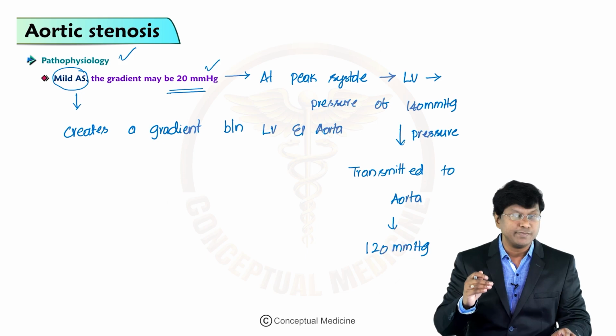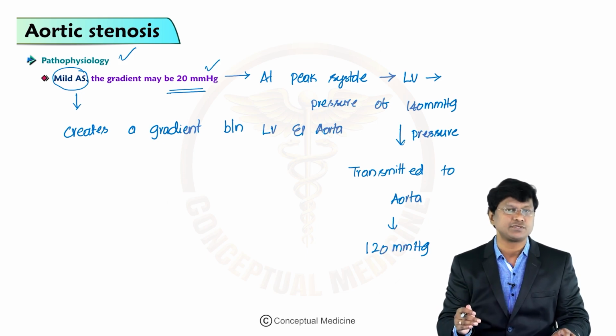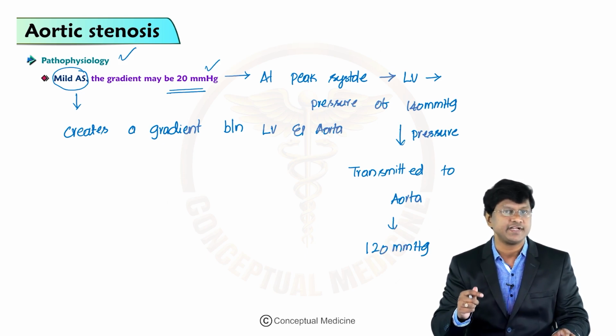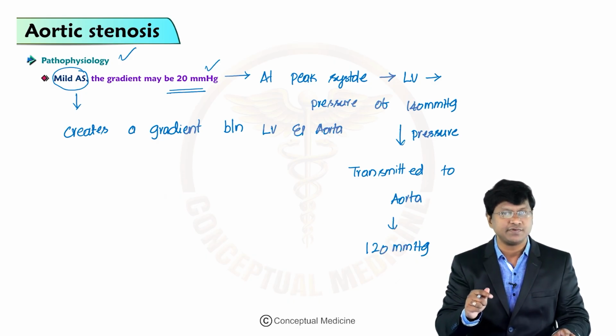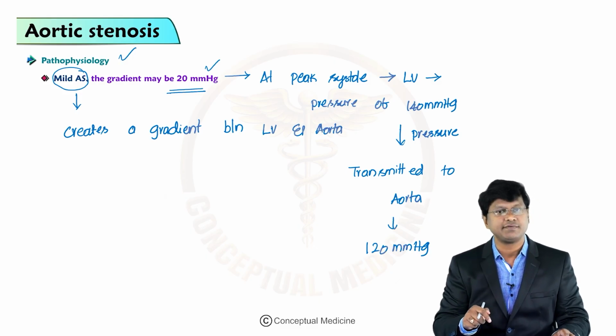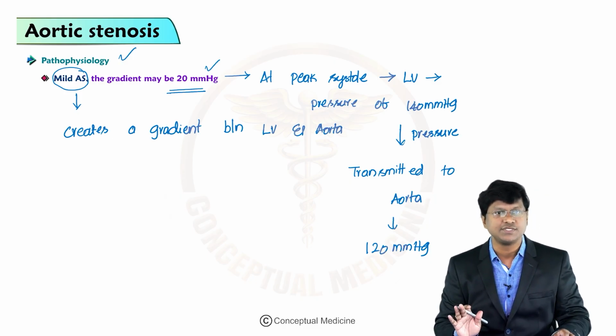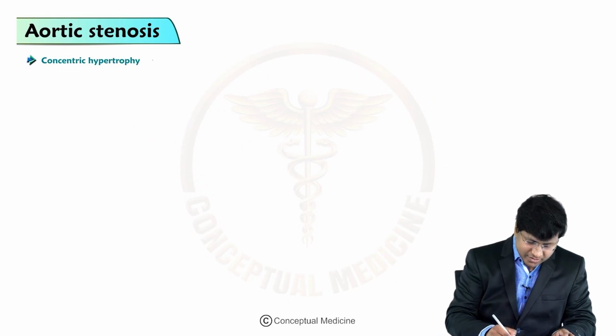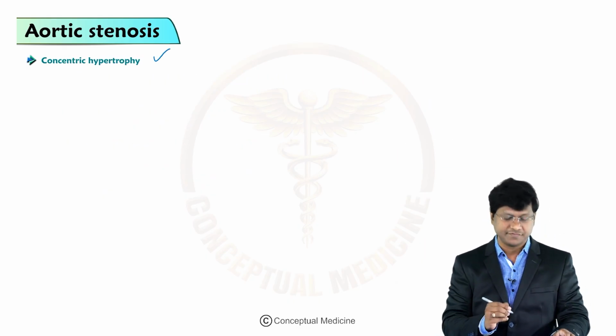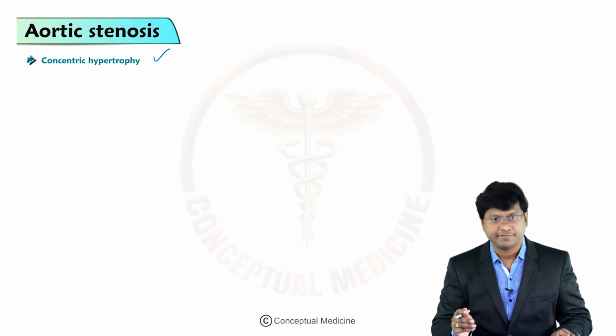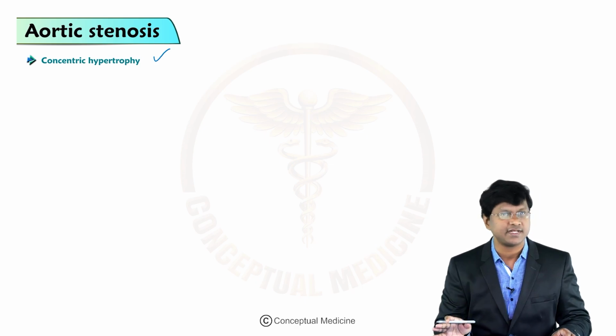So the meaning of a gradient of 20 millimeters of mercury is that the left ventricle will generate a pressure of 140 millimeters of mercury and the pressure that is transmitted to the aorta will be 120. And where is the 20 going? Because of the obstruction at the level of the left ventricular outflow tract, the pressure transmitted to the aorta is only 120 millimeters of mercury. Now, what will be the consequence of this? The consequence is development of left ventricular hypertrophy. And what type? It is concentric left ventricular hypertrophy.